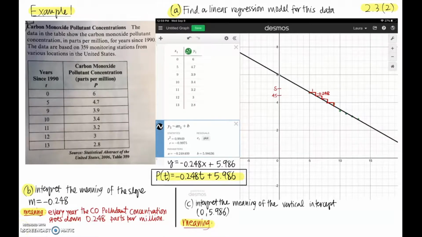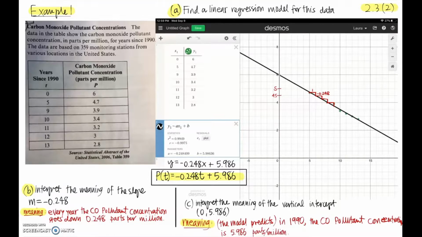And so we'll say that the meaning is the model predicts that in 1990, the carbon monoxide pollutant concentration is 5.986 parts per million. And that's the meaning of the vertical intercept of this model. So this guy right here.